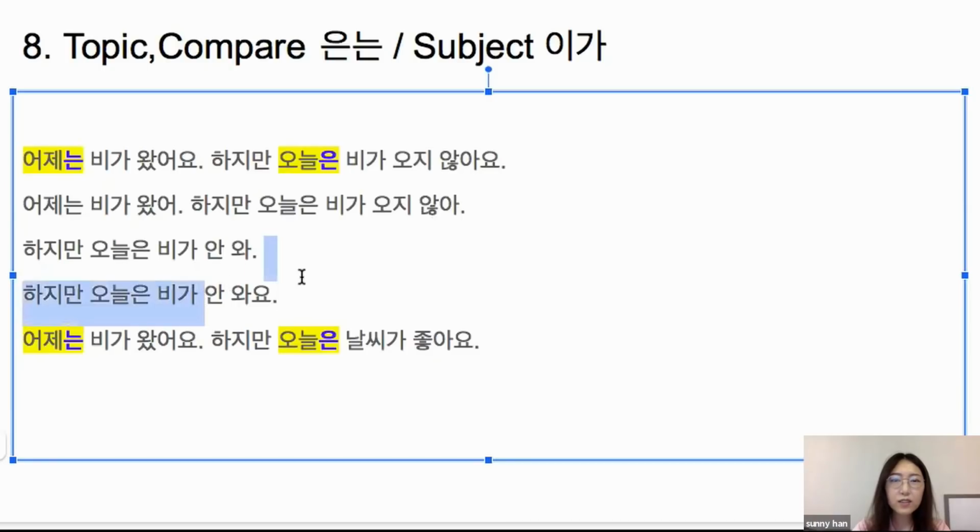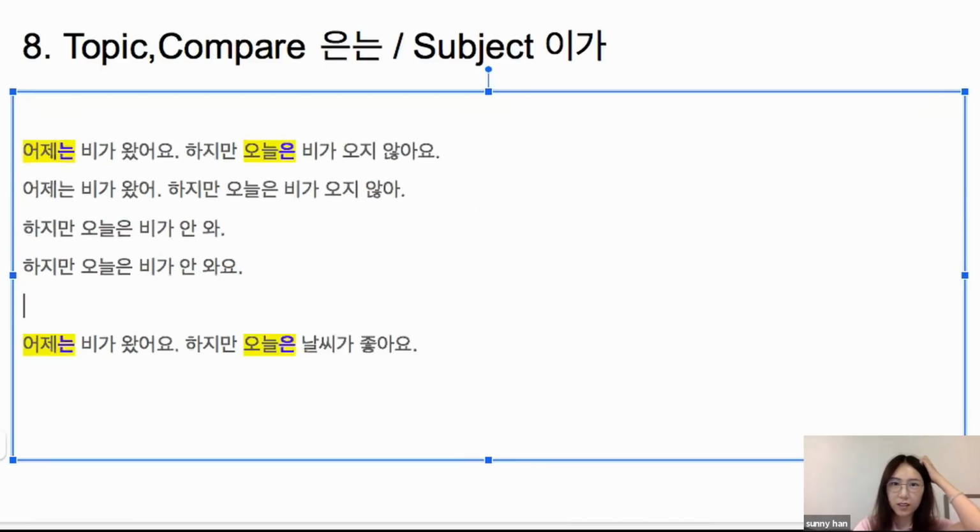I'm trying to use two different ways, but if difficult, you can just use one. Anything's fine. It's not raining today. Same. 오늘은 비가 안 와요. 오지 않아요. Okay? Difficult, right? Okay.